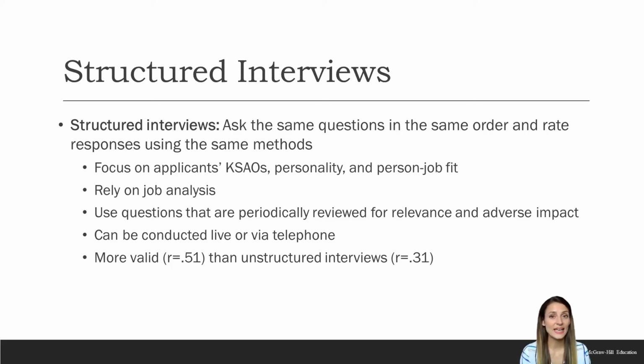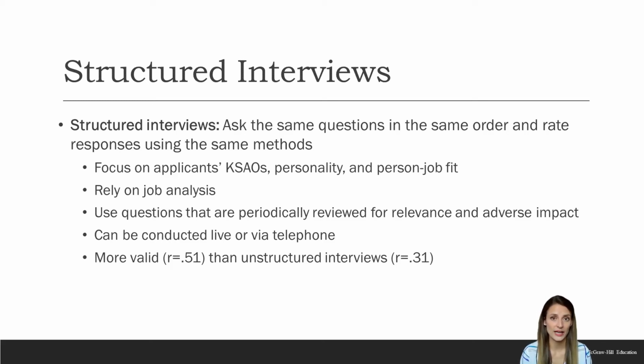Many interviews, it's hard to tell how many, but many interviews are unstructured. Best practice tells us that in order for interviews to be predictive of performance and to meet ethical and legal standards, they need to be structured. They need to ask the same questions in the same order and use the same rating system to evaluate responses to these questions. Most interviews focus on KSAOs, things like your knowledge of the job, your previous work experience, your interests, and even your perception of fit with the job and with the organization.